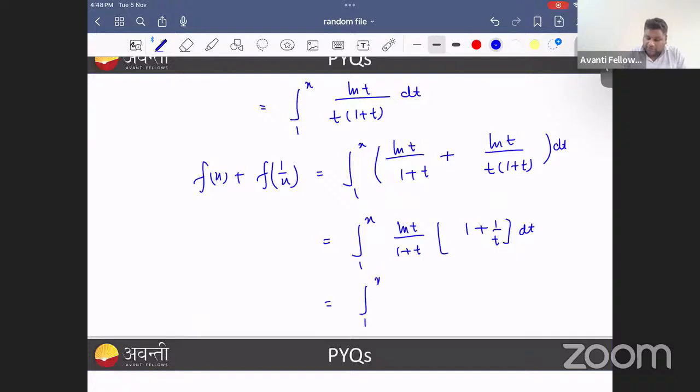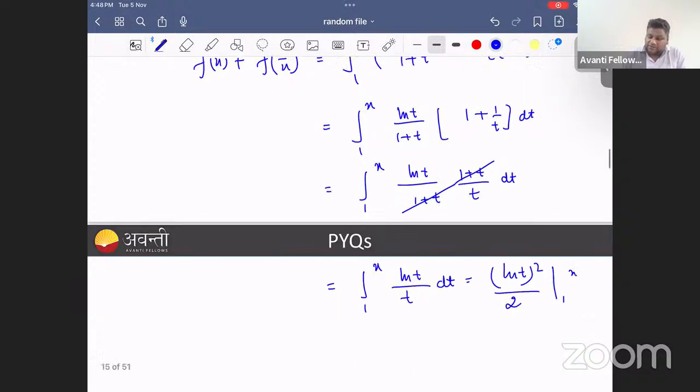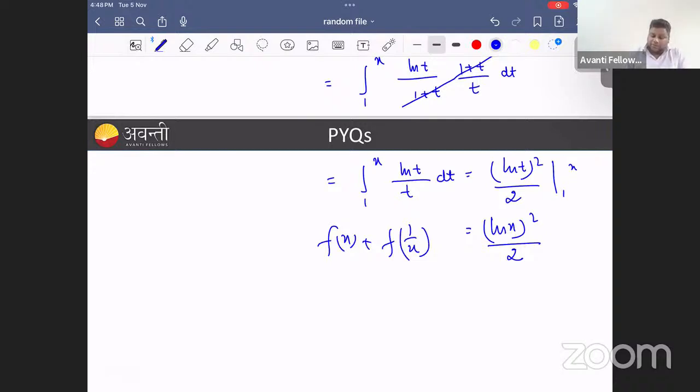So it will be integral from 1 to x of ln t upon 1 plus t, and here it goes 1 plus t by t dt. Now this is cancelled. So what you are left with is integral 1 to x ln t by t dt. That is (ln t) square by 2, limit 1 to x. So that goes (ln x) whole square by 2. Correct? This is what you got: f(x) plus f(1/x). Now hence show that f(e) plus f(1/e). They are asking to put x equals e. So f(e) plus f(1/e) is 1 by 2.